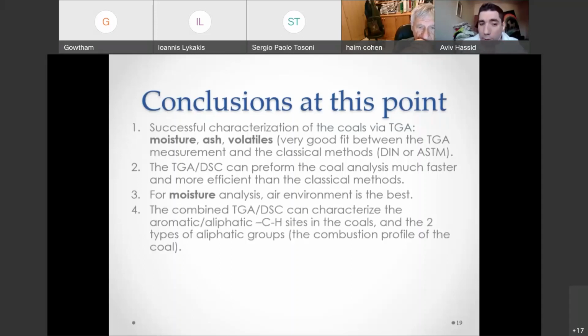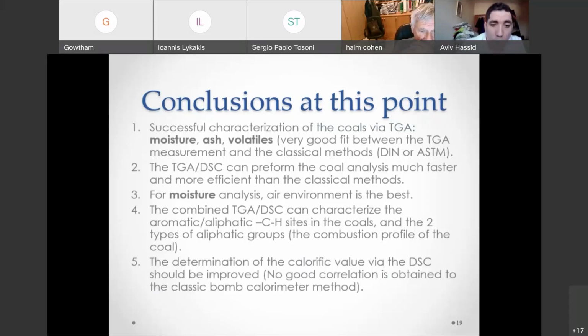Additionally, the combined TGA-DSC can characterize the aromatic and aliphatic sites of the coal, and the two aliphatic groups of the coal, and the two aliphatic and aromatic groups during the combustion process, which could help the engineers to operate the power plant much more efficiently and save both money and time.